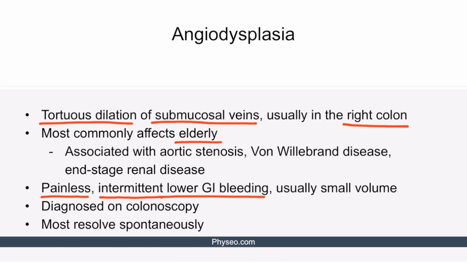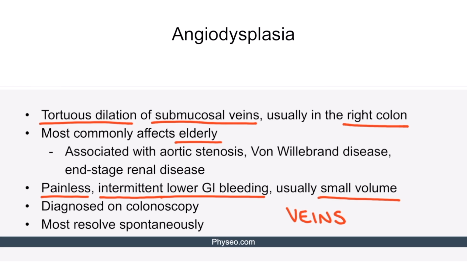Now, in contrast to arterial bleeding, like we discussed with diverticular disease, the source of bleeding here is the veins, specifically submucosal veins. So the bleeding is usually small volume. So it's not likely to cause hemodynamic instability that can occur with diverticular bleeding.